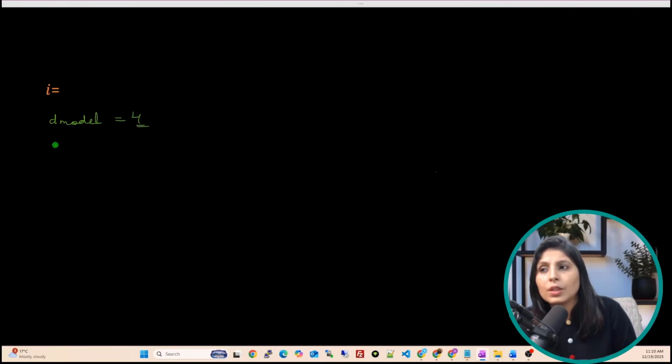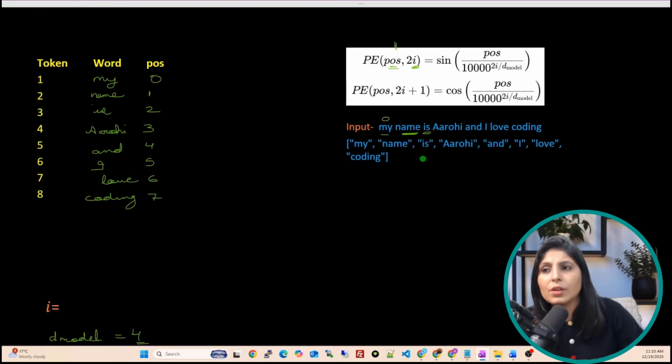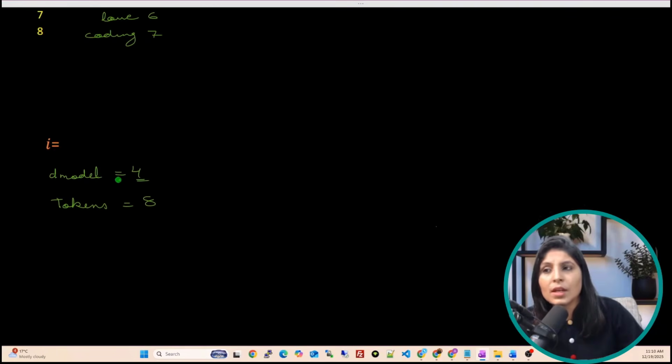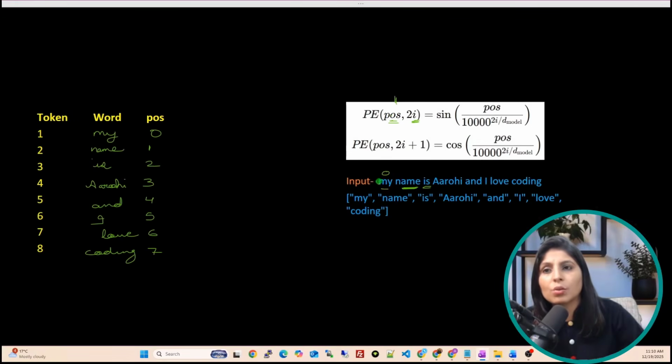And we know the total number of tokens. How many tokens do we have in our input sentence? Let's go above and see. We have 8 tokens, right? 1, 2, 3, 4, 5, 6, 7, 8. We have a total of 8 tokens and d_model is 4. For example, the first token is "my", so I'm showing you the example with the help of this first token.